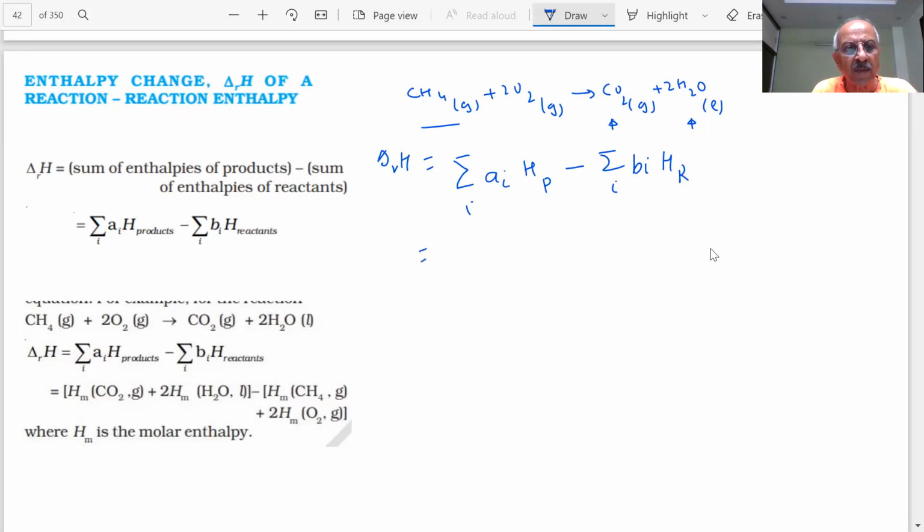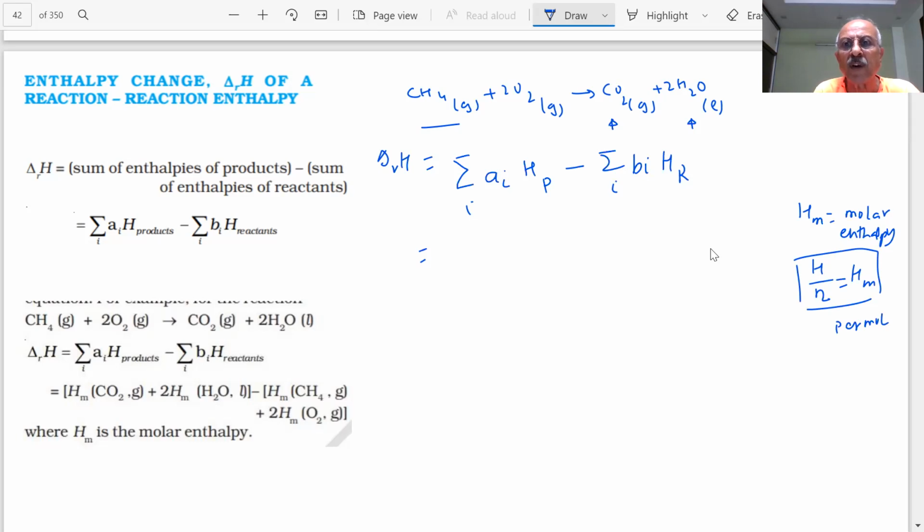In other words, if I use the concept of molar enthalpy, it means enthalpy per mole. When I write this, what is this? Molar enthalpy. What will be molar enthalpy? That means enthalpy per mole. H by n, if there are n moles, that is the molar enthalpy per mole. Enthalpy per mole will be the molar enthalpy.